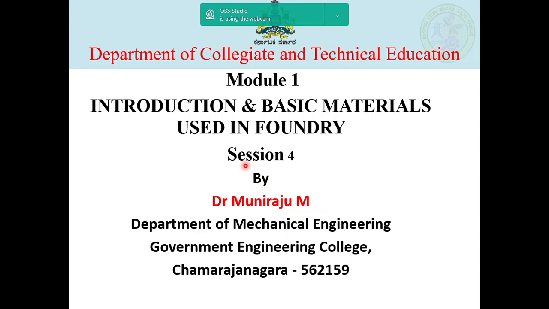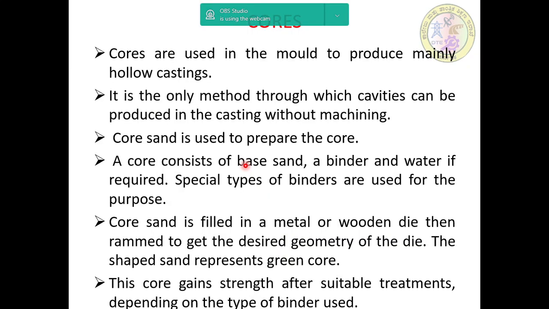Now it is a continuation part. Next we'll go for cores. Cores are used in the mold to produce mainly hollow castings. That is, whenever you are required to produce some hollow or holes in the casting, then only you can use these cores. It is the only method through which cavities can be produced in the casting without machining.